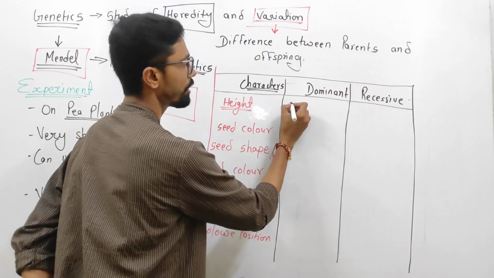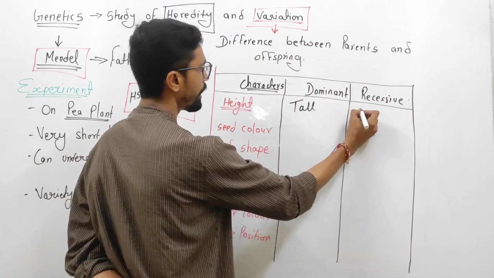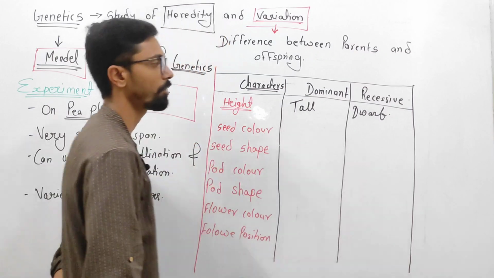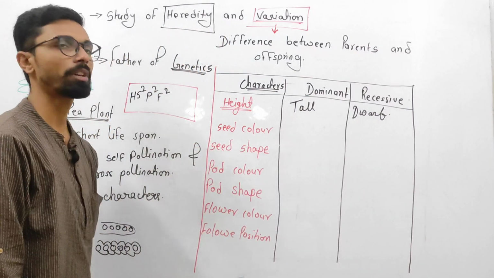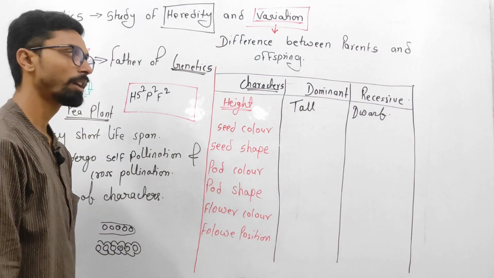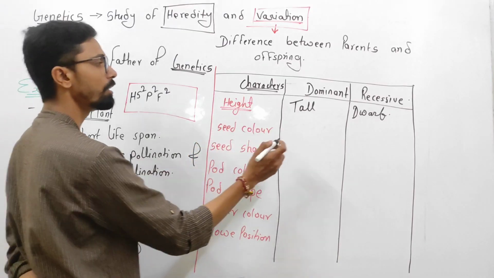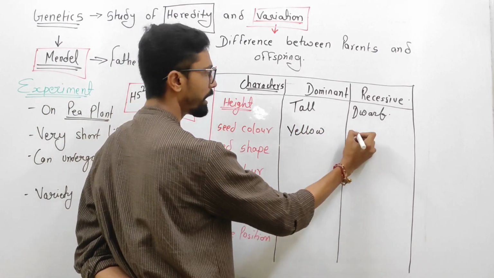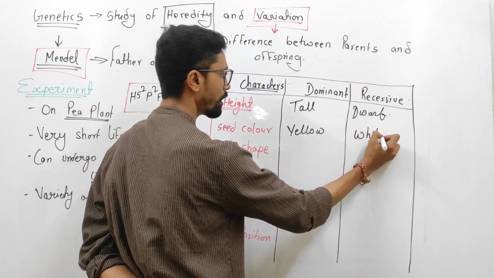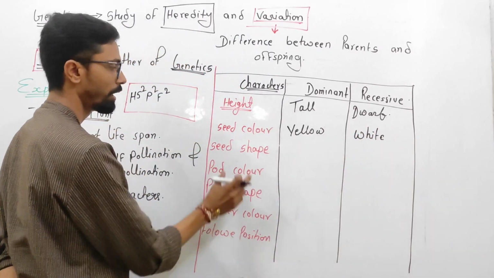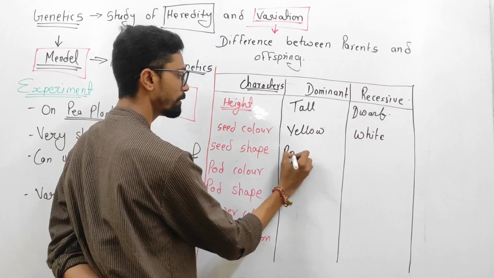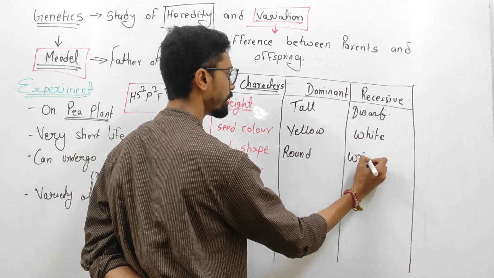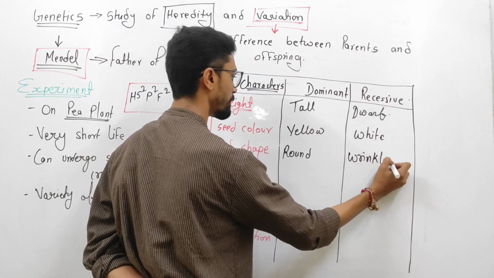For height, the dominant one is tall and the recessive one is dwarf. Dominant is the expressed form, and recessive is the form that is not expressed. Seed color: yellow is dominant and white is recessive. Seed shape: round is dominant and wrinkled is recessive.